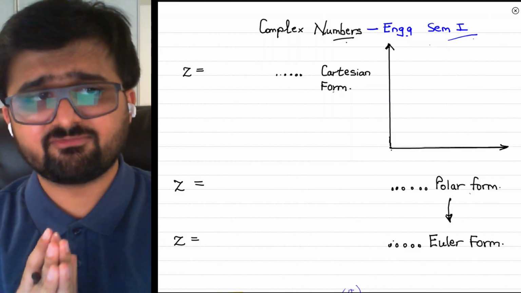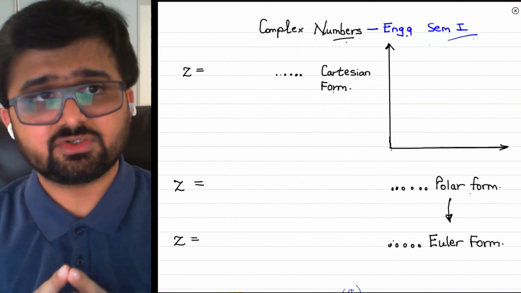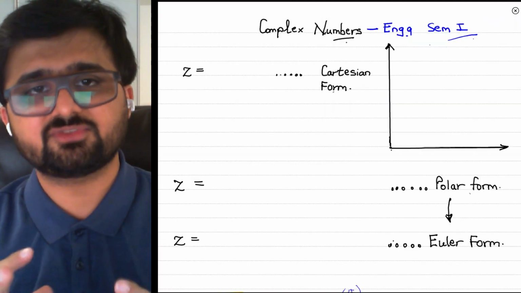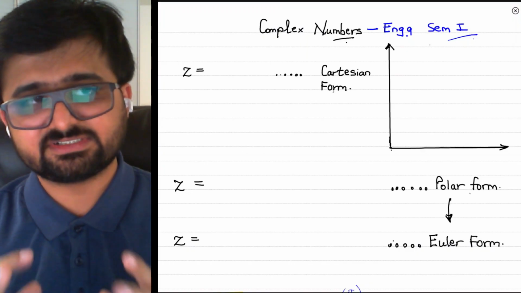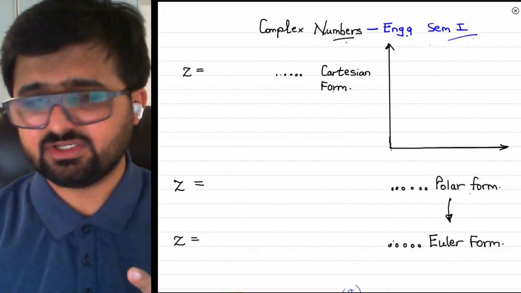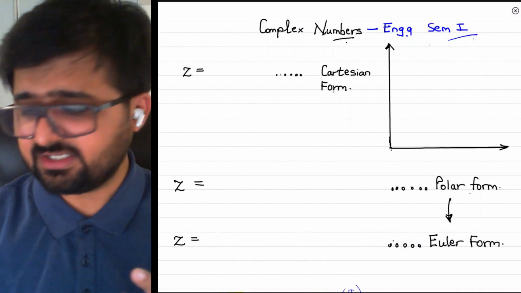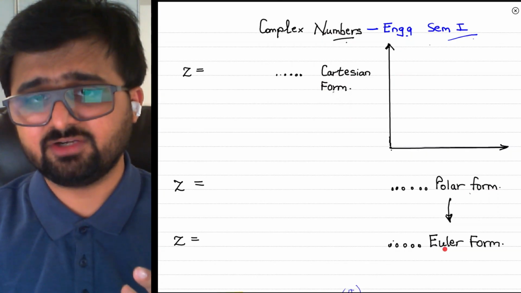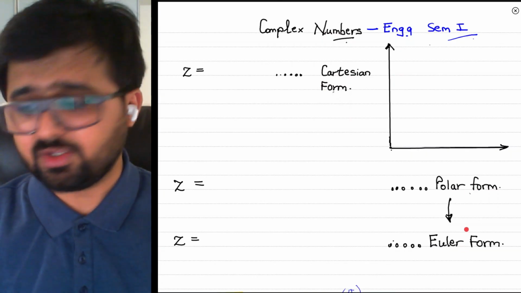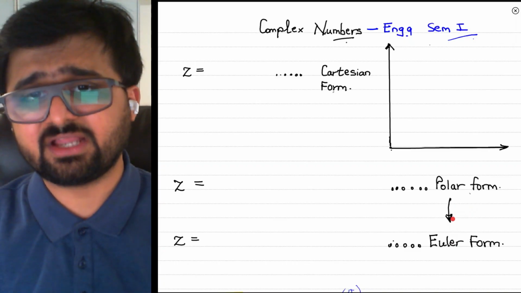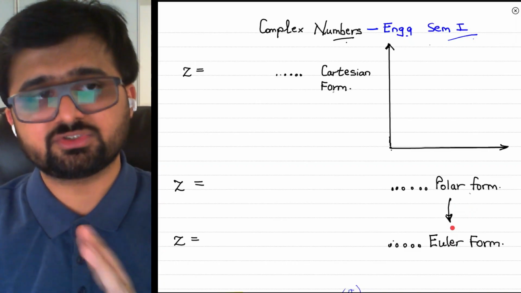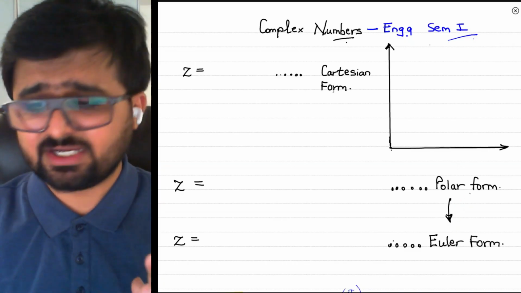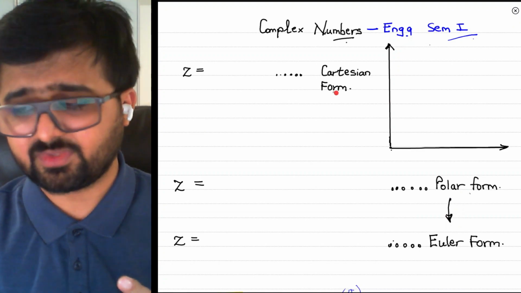Let's first develop some fundamentals of this chapter. To start with, we'll look at different forms of complex numbers. Complex numbers can be represented in three forms. One is Cartesian form, another is polar form, and the third one is Euler form. Euler form is nothing but derived from polar form. We'll look at all those in detail. To start with, let's start with Cartesian form.